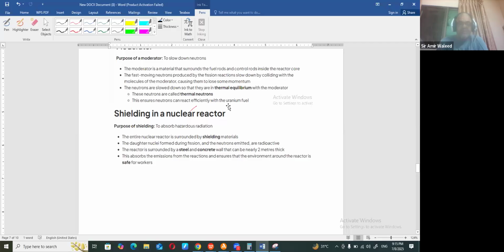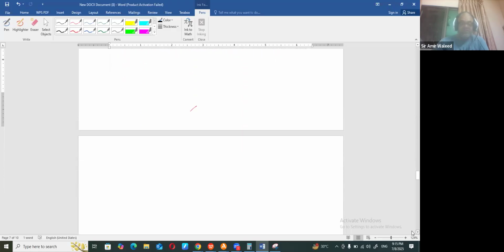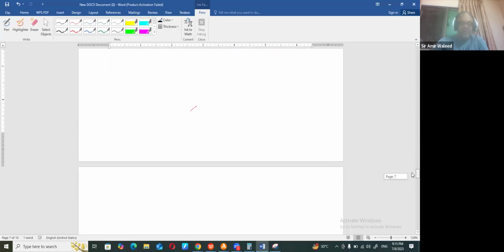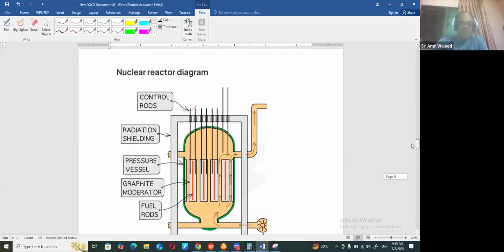Next is the shielding in the nuclear reactor. Now, shielding is there to save the people who are working from the radiation that is coming out. So shielding is also there so that everyone who is working there will be saved. And that is where we end our content on fission, fusion, and nuclear reactor.